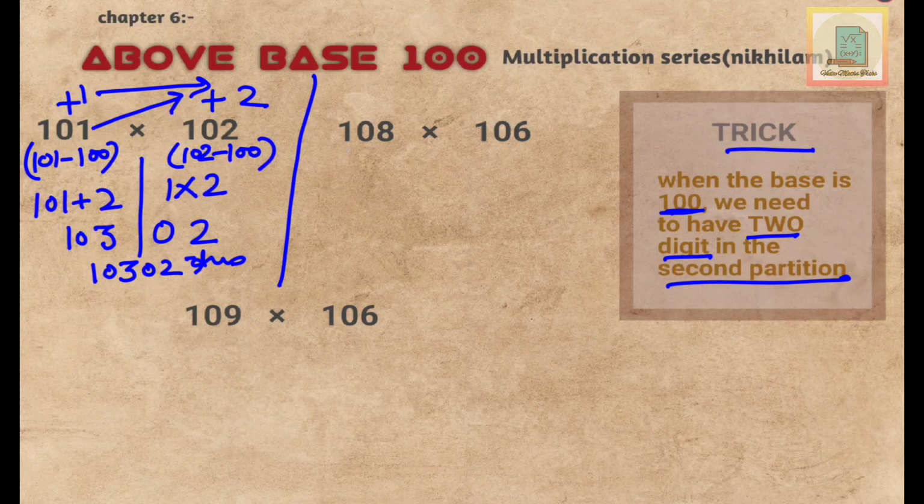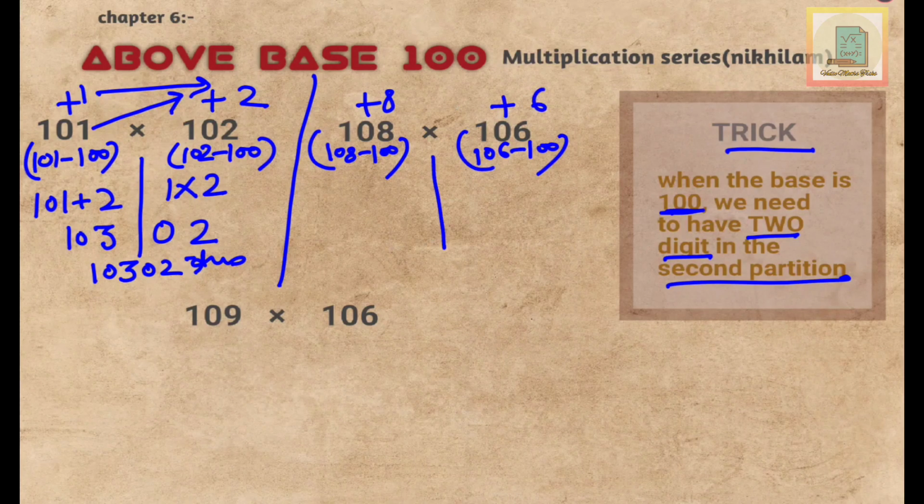Now let's understand another question. First of all we'll find out the deviation. So 108 minus 100 gives you plus 8 as deviation, and 106 minus 100 gives plus 6 as deviation. Now make a partition. In the first partition, first number plus the second deviation, so 108 plus 6, and in the second partition multiply the deviations, which is 8 multiplied by 6. So 108 plus 6 gives you 114, and 8 multiplied by 6 gives you 48.